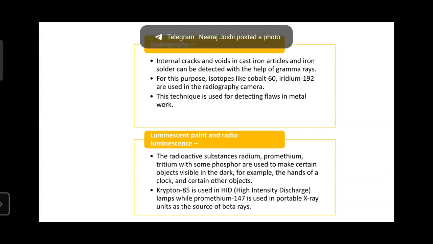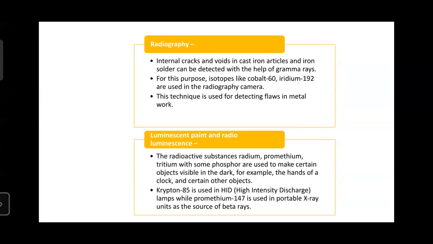Luminescent paint and radioluminescence. Radioactive substances like radium, promethium, tritium with some phosphor are used to make certain objects visible in the dark. For example, hands of a clock and certain other objects. Krypton 85 is used in high intensity discharge lamps, while promethium 147 is used in a portable X-ray unit as a source of beta rays.